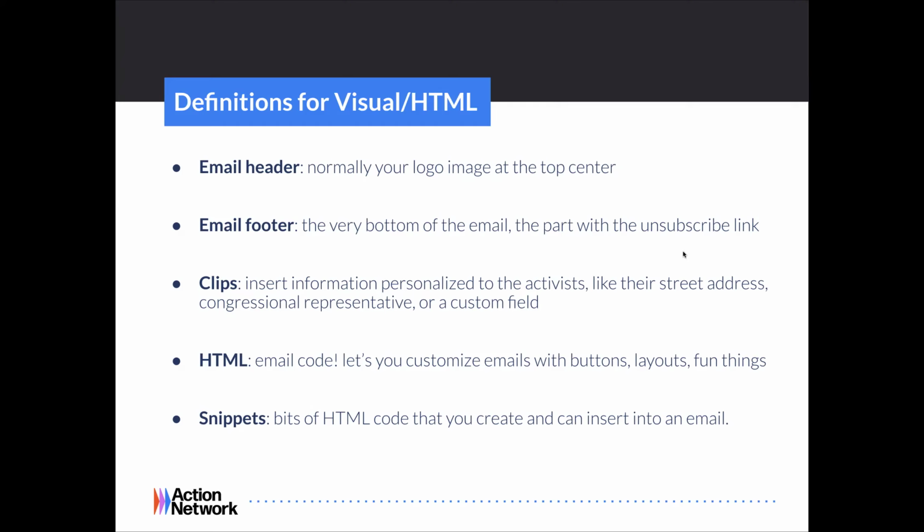Next, we have HTML, and this is just email code. It's very basic, and it allows you to customize the emails with buttons, layouts, all that fun stuff. And then finally, we have snippets. Snippets are bits of HTML code that you're going to use very often, and you can easily select and insert them into an email that you'll be writing.